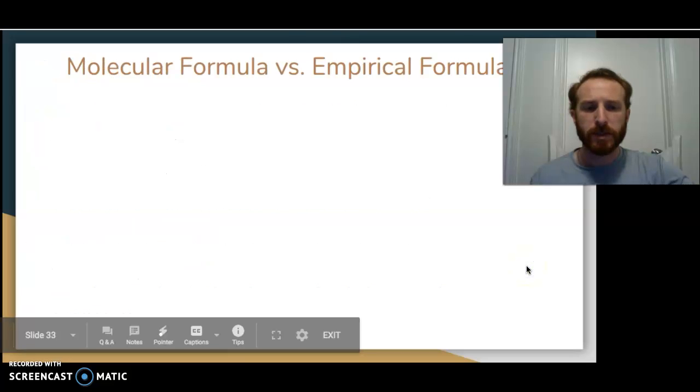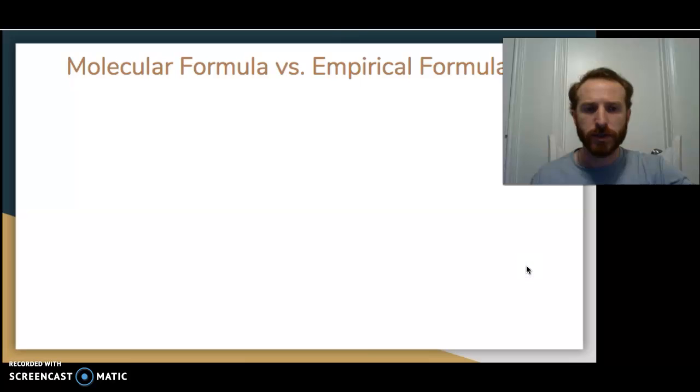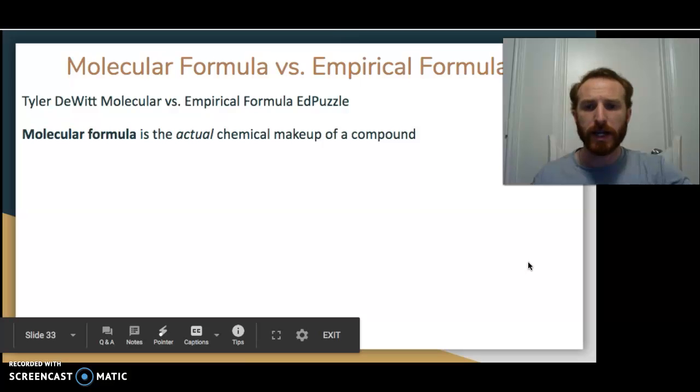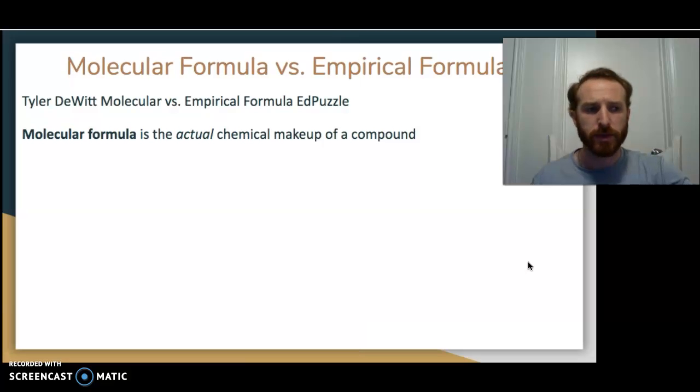So real quickly, I'm just going to do an overview of molecular formula versus empirical. You watched the Edpuzzle, hopefully, and completed that. Molecular formula is the actual chemical makeup. So whenever you are told this is the molecular formula, that's that compound's molecular formula. Sodium chloride is NaCl. Water is H2O. Methane gas is CH4. So there are certain things that have a molecular formula, and it's never going to change.